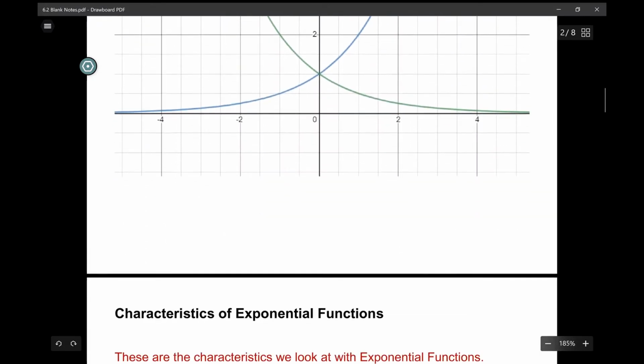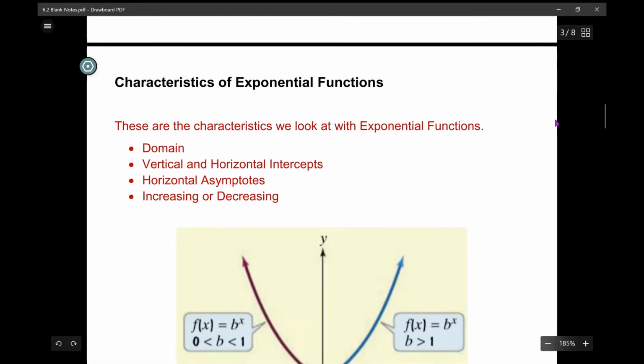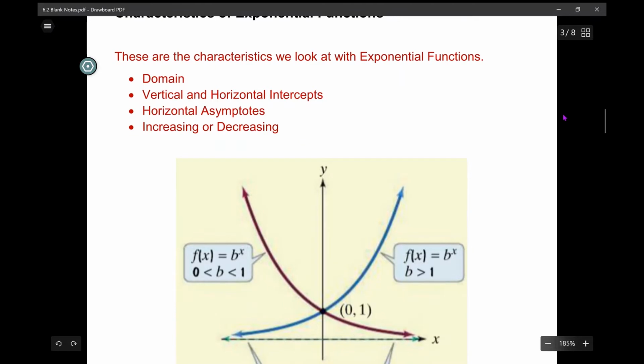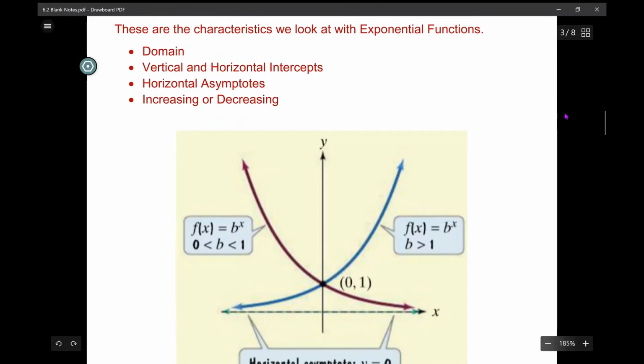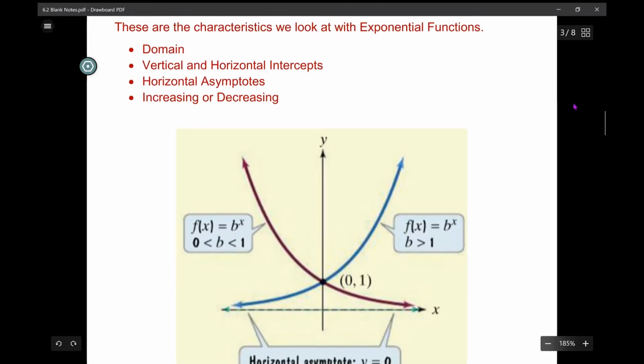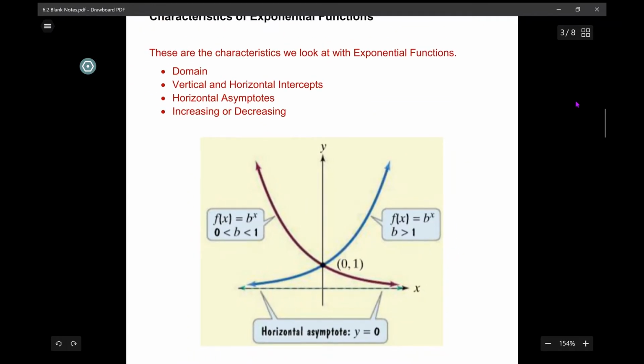All right, let's talk a little bit more about characteristics of exponential functions. If we're talking about basic exponential functions, a times b to the x, there are a couple of things we're going to look at. Here's a little picture of a generic increasing one and a generic decreasing one.